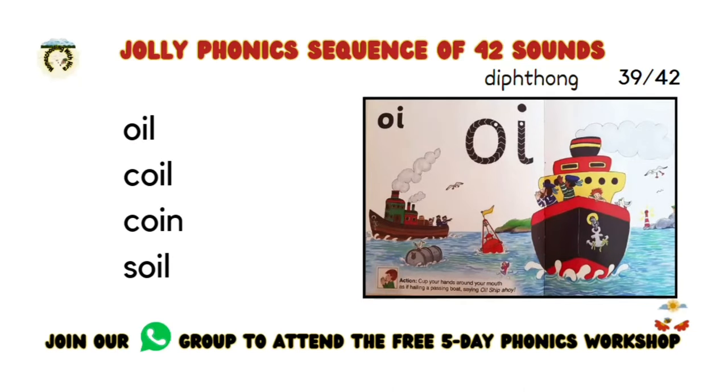Next diphthong is oi, oi, as if you are calling somebody, oi, oi. As in oil, oil; k, oil, coil; k, oin, coins; oil, soil. This is also a gliding sound of vowels, so this is a diphthong. Diphthongs are vowel sounds. They are gliding vowel sounds.